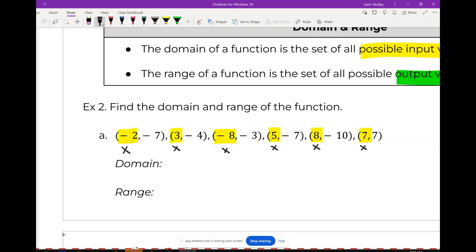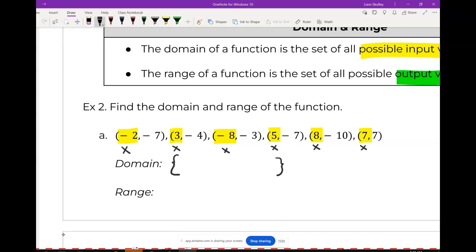And we'll just do this first. So these x values, -2, 3, -8, 5, 8, 7, are all of our possible input values. That's everything that's going into our function. So to write the domain, we're just going to make a list of these from smallest to biggest. And when we're listing domain, we have these curly brackets that we put our numbers into. If you want, you can just do solid brackets, they don't have to be the fancy ones. But we're going to list these now, smallest number first, going from left to right.